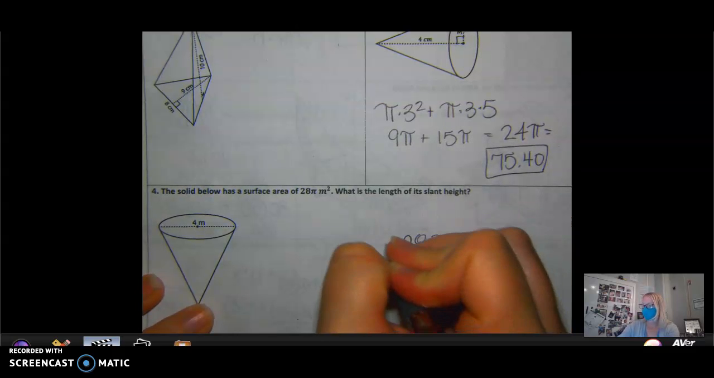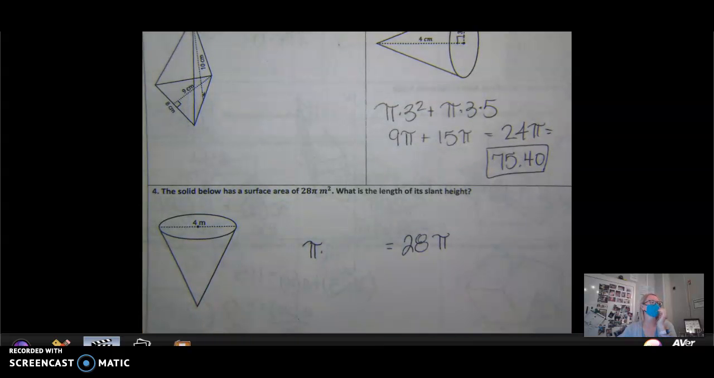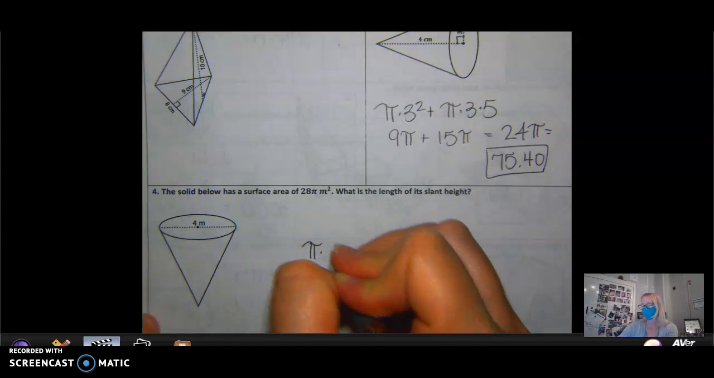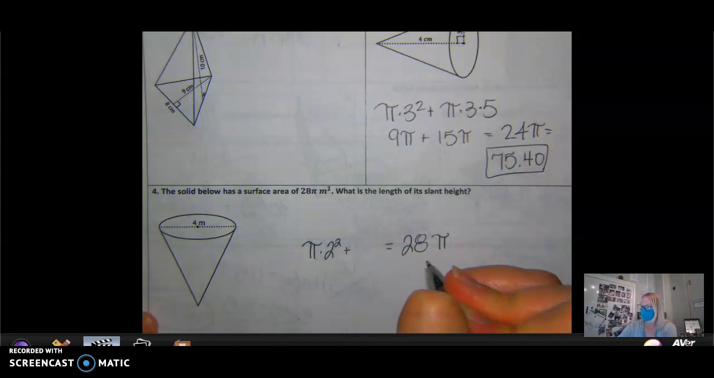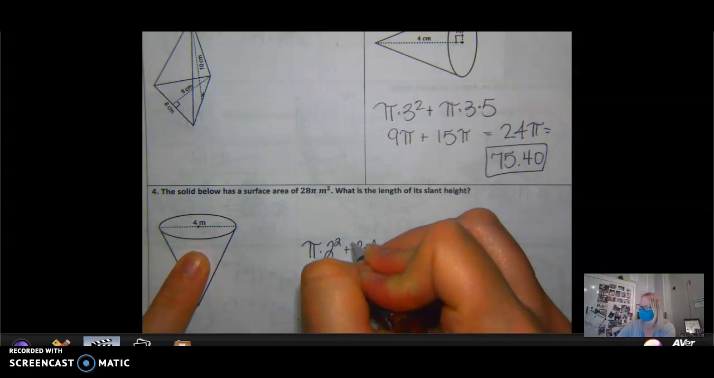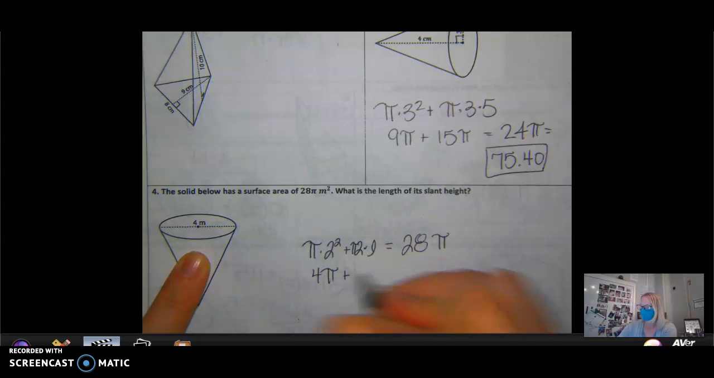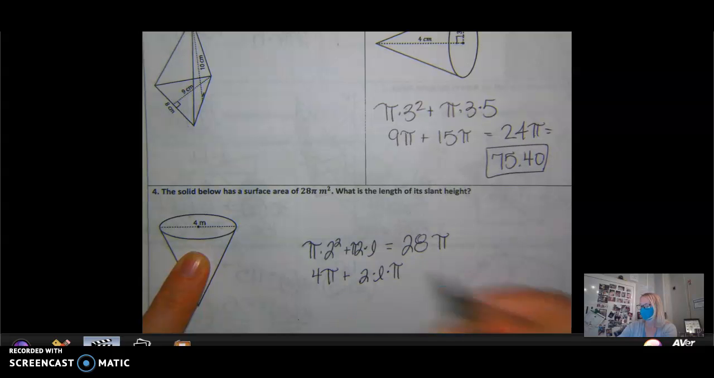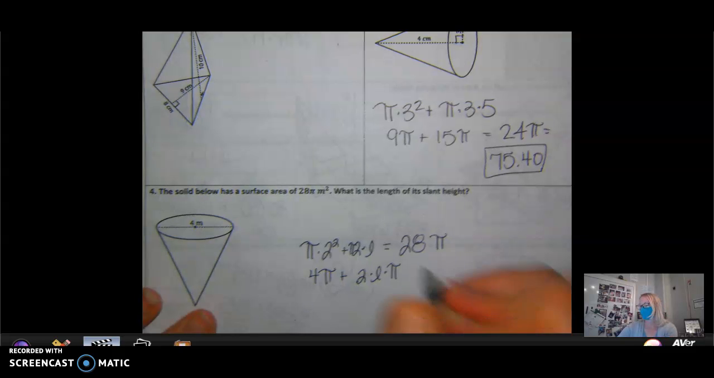The solid below has a surface area of 28 pi. What is the length of its slant height? So we know pi times, did they give me the radius? They gave me the diameter, right? So what's my radius? 2 squared plus 2 times the slant height times pi, right? So that's 4 pi plus 2 times L times pi. Well, I'm going to subtract 4 pi from both sides. What's 28 pi minus 4 pi?